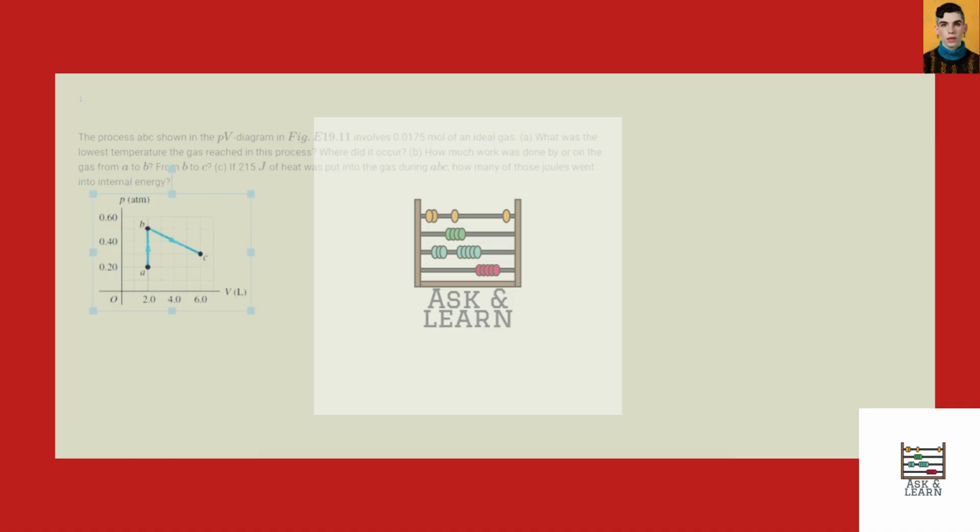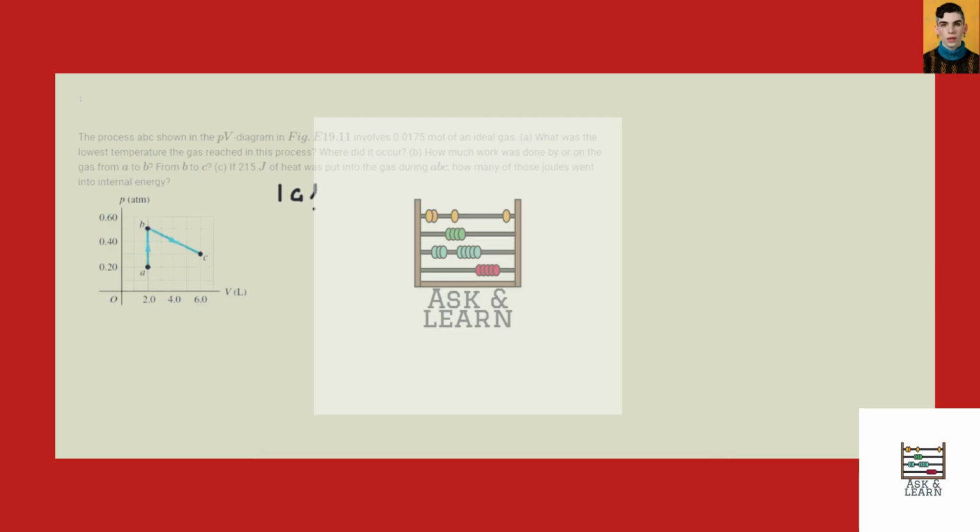All right. So for this problem, we have a PV diagram, and we know the amount of gas, which is 0.0175 moles. And so the first part, we want to figure out which state has the lowest temperature. So this is part A.